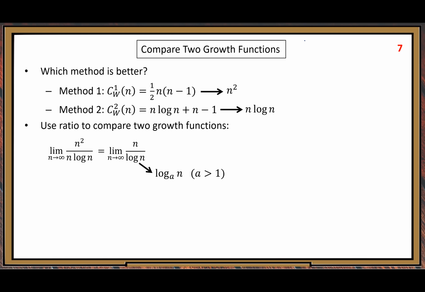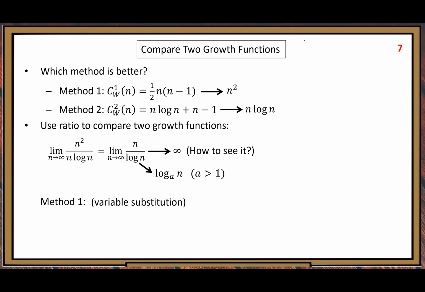We compare the ratio when n goes to infinity. Here, how to do the comparison? The answer is infinity. Can you see that? n over log n, the answer is infinity. We need some knowledge to see it. I'll show you some ways to see it.